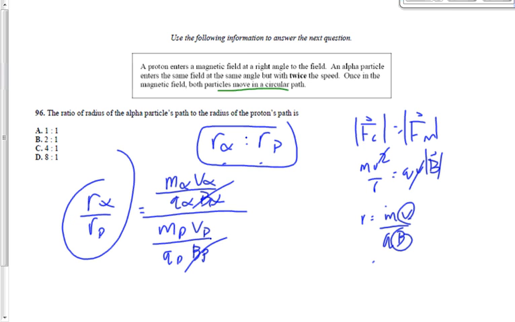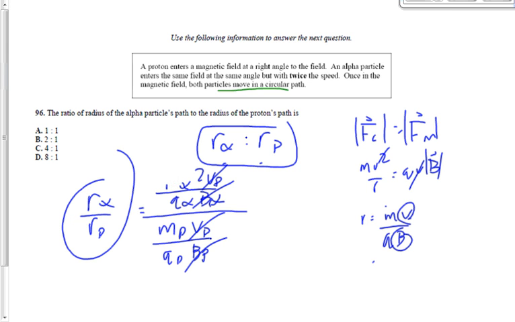It says the speed is twice the speed. We don't know what the speed is, but we know the alpha particle is twice the speed of the proton, so we can sub in 2V in for the speed of the alpha particle. That means that VP can cancel out.